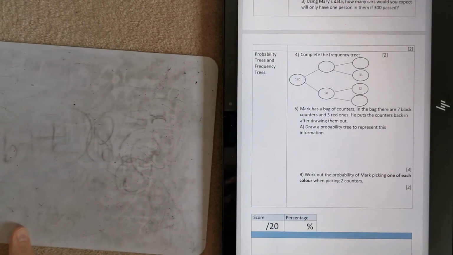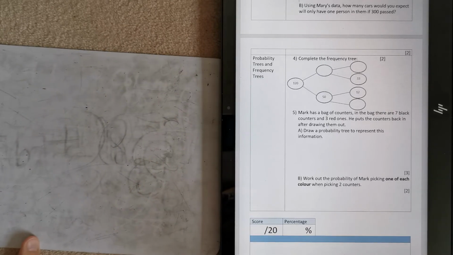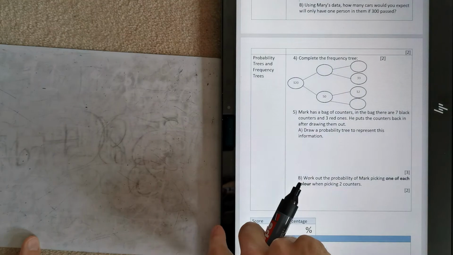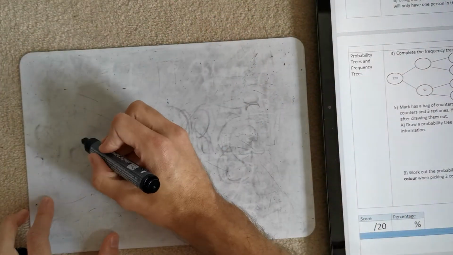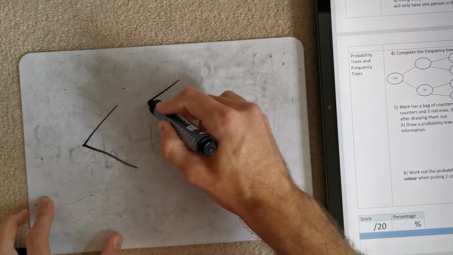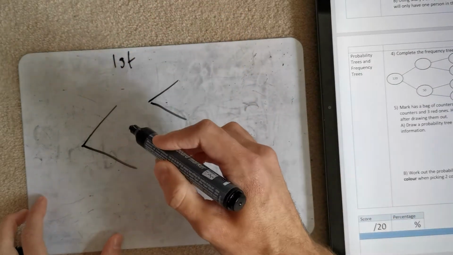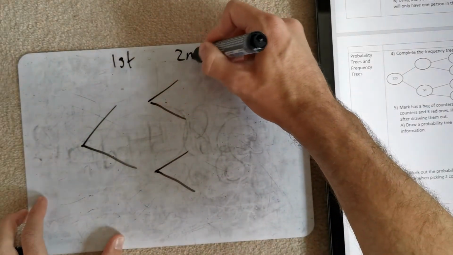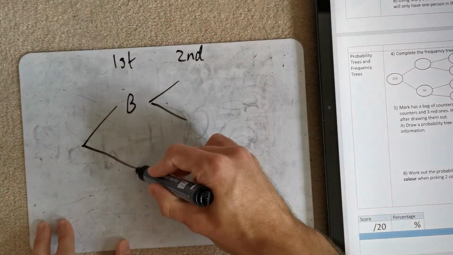Okay, right, question 5. Let's have a go at this one then. So, Mark has a bag of counters. In the bag there are 7 black and 3 red. He puts the counters back after drawing them out. Draw a probability tree to represent this information. Okay, so we've got 2 passes on doing this. So there is the first counter, and then there's the second counter. Okay, first time we've got black or we've got red.